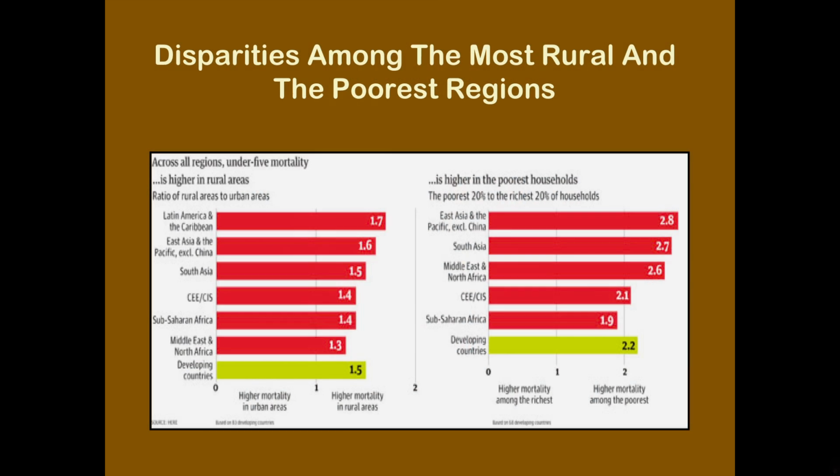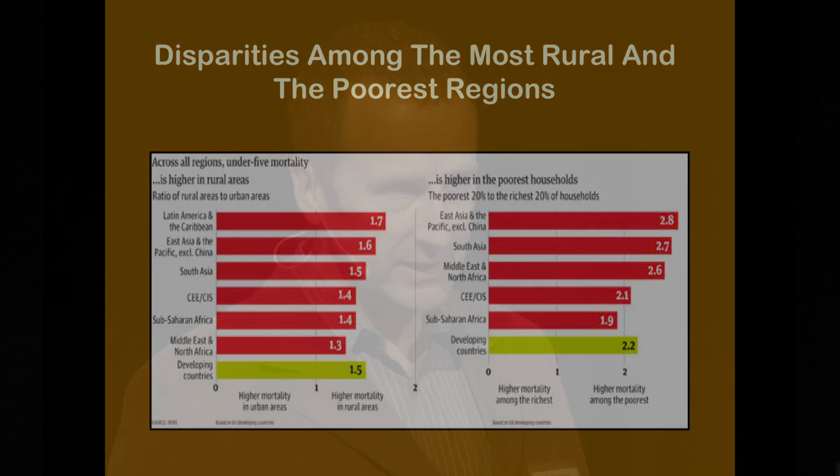However, looking just at regional or country-specific mortality rates misses a large part of the picture, and that's what I hope to impress upon you today. Across all regions, and these are developing regions, under 5 mortality is much higher in rural areas. In developing countries, your chance of dying before reaching your 5th birthday is about 1.5 times higher if you live in a rural area versus children that live in urban areas.